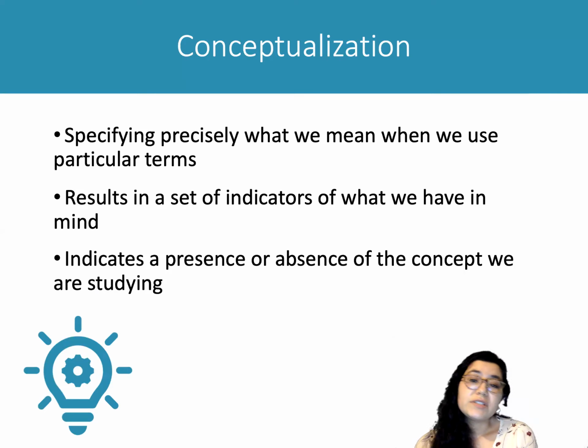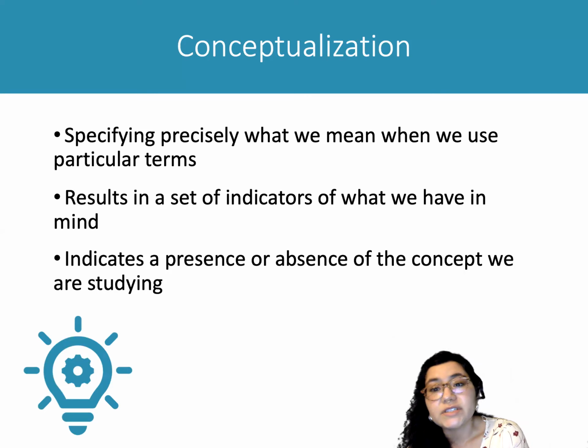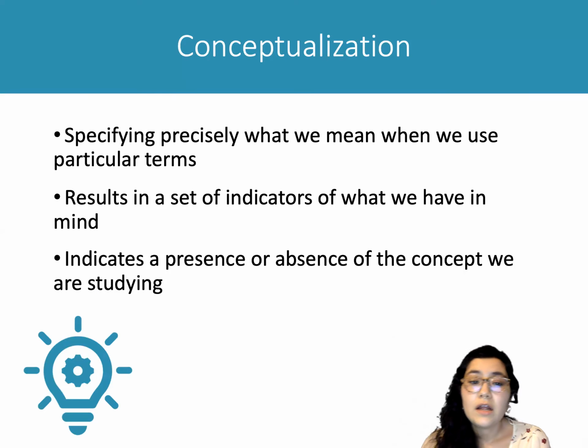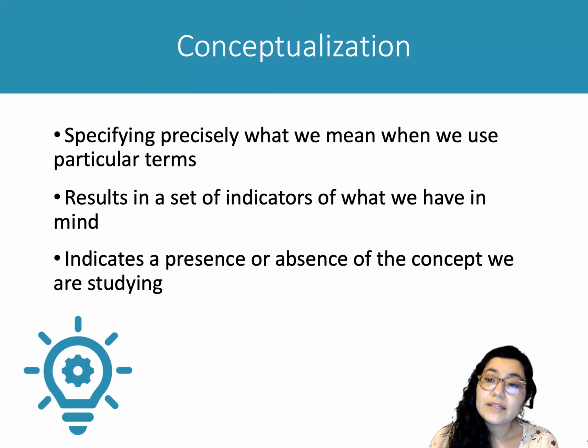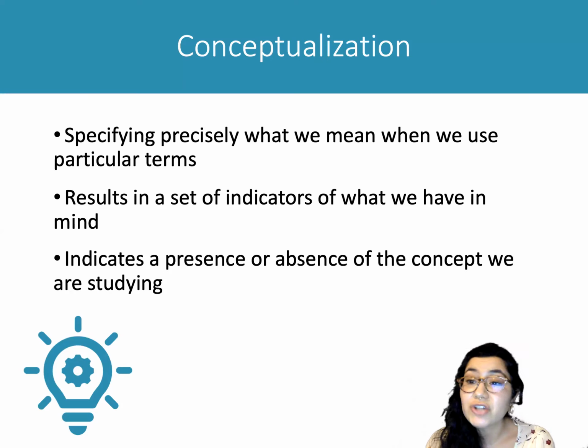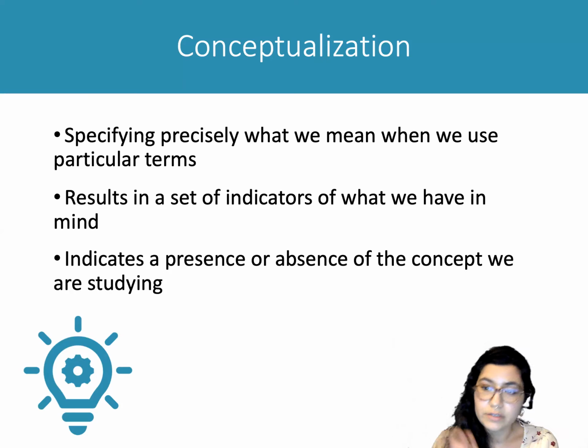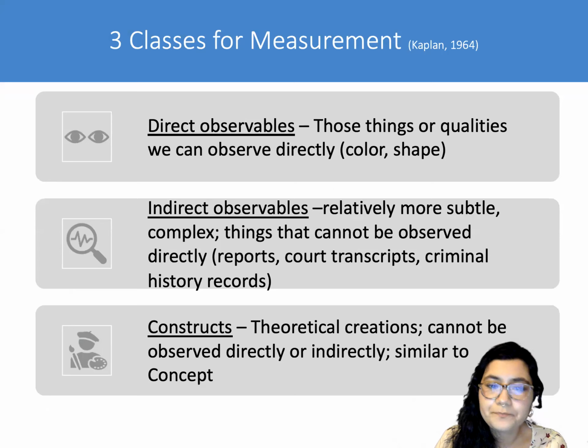And so conceptualization is specifying precisely what we mean. And we then come up with a bunch of indicators of what we have in mind. So we might come up with a checklist of things that are disorderly, and their presence or absence allows us to log the degree of disorganization.